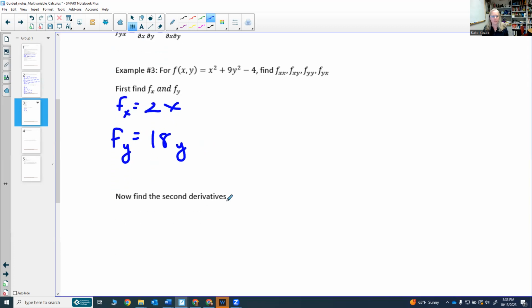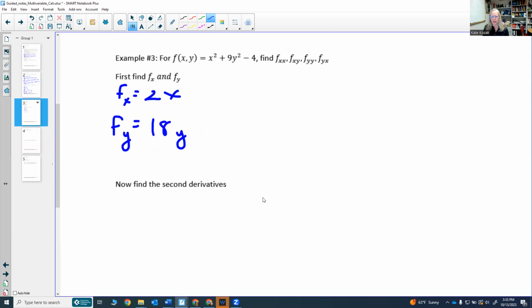Now find the second partial derivatives. So f sub x, x means take the partial derivative of f with respect to x, and then take the derivative of that with respect to x again. That would be 2. The partial derivative of f sub y, y would mean you're taking the partial derivative with respect to y, and then taking the derivative of that with respect to y, which is going to be 18.